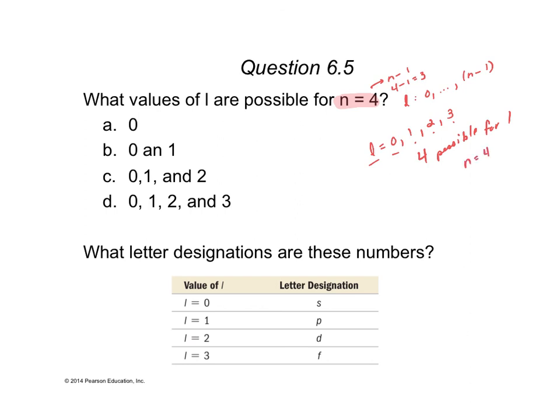Okay, so again, with these letter values, or these number values, L equal to 0 is our s orbital, then our p, our d, our f. So the correct answer here would be D, and this would be S, P, D, and F.